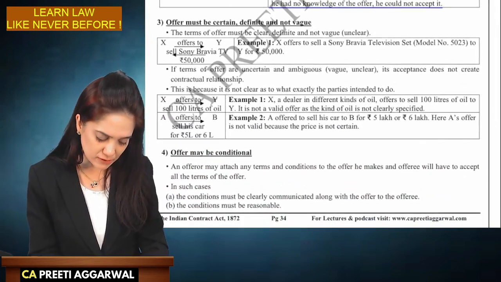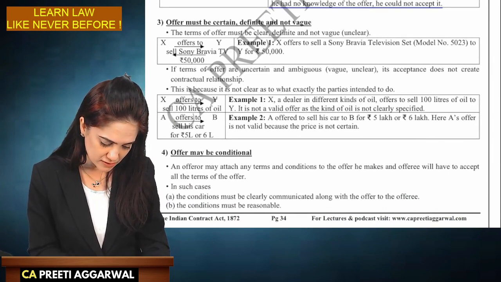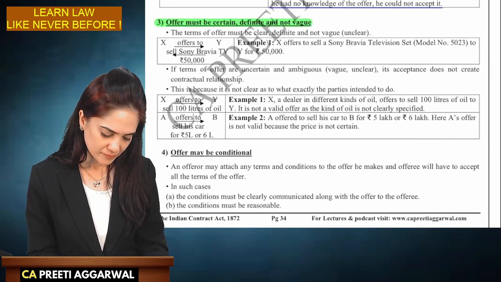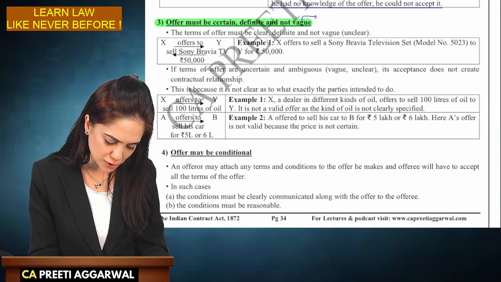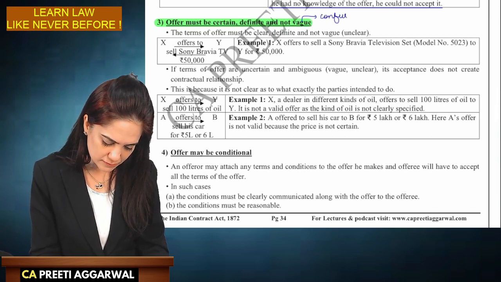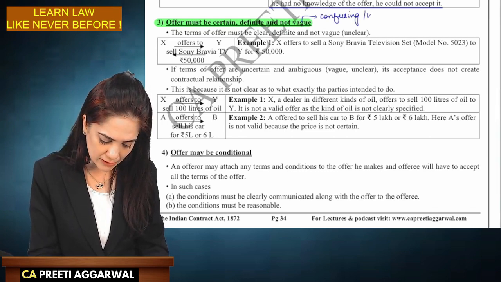Offer must be certain, definite, not vague. Vague means it should not be confusing or unclear.